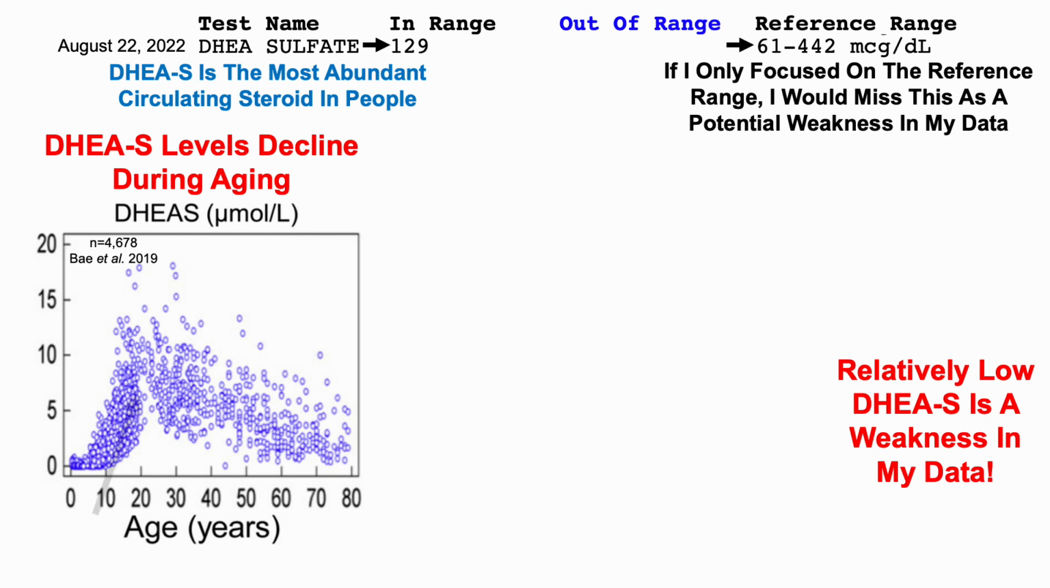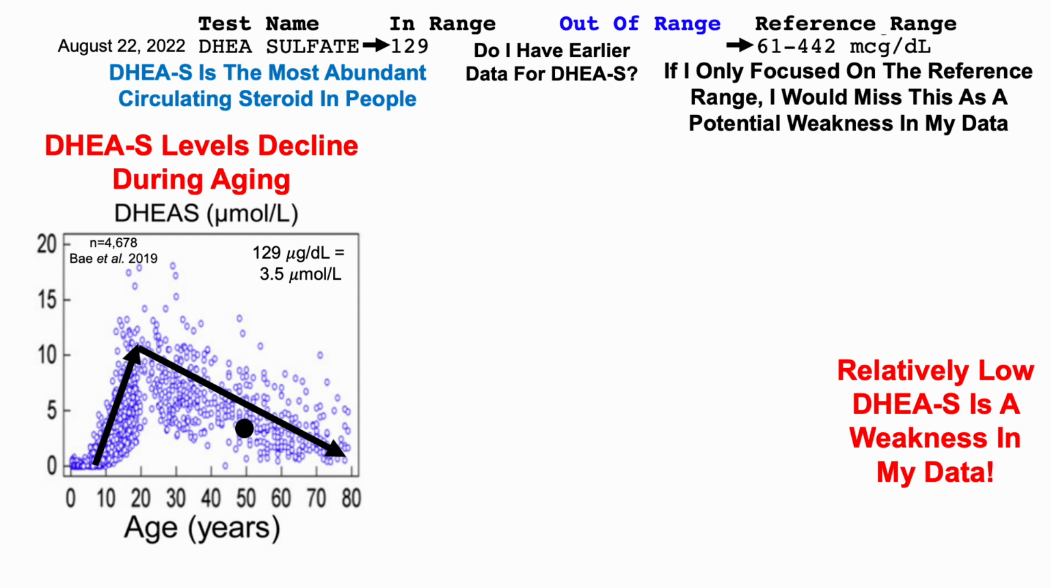So for DHEA sulfate, we can see that it peaks around 20, and then afterwards it declines very steadily during aging. So putting my data into perspective of 129 micrograms per deciliter, which equals 3.5 micromoles per liter, we can see that I'm relatively low for my chronological age. And note that I'd be low even for younger ages. So that would be low for a 30-year-old. And even worse, this is what I'd expect to see in someone who had an older chronological age. This may be common for people in their 60s, 70s, and 80s based on the aging-related plot. So this is only one data point, though.